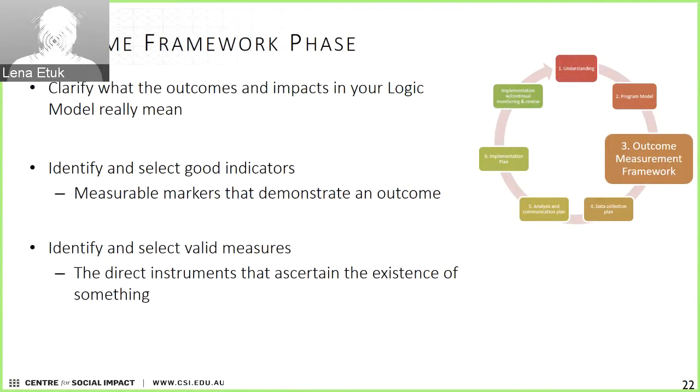So in this outcome framework phase, you can see that there's quite a bit of work involved with this. It's really articulating what we mean by various phrases and identifying how we can measure those things. How will we observe them? How will we know if they exist in our either beneficiaries, our communities, what have you.